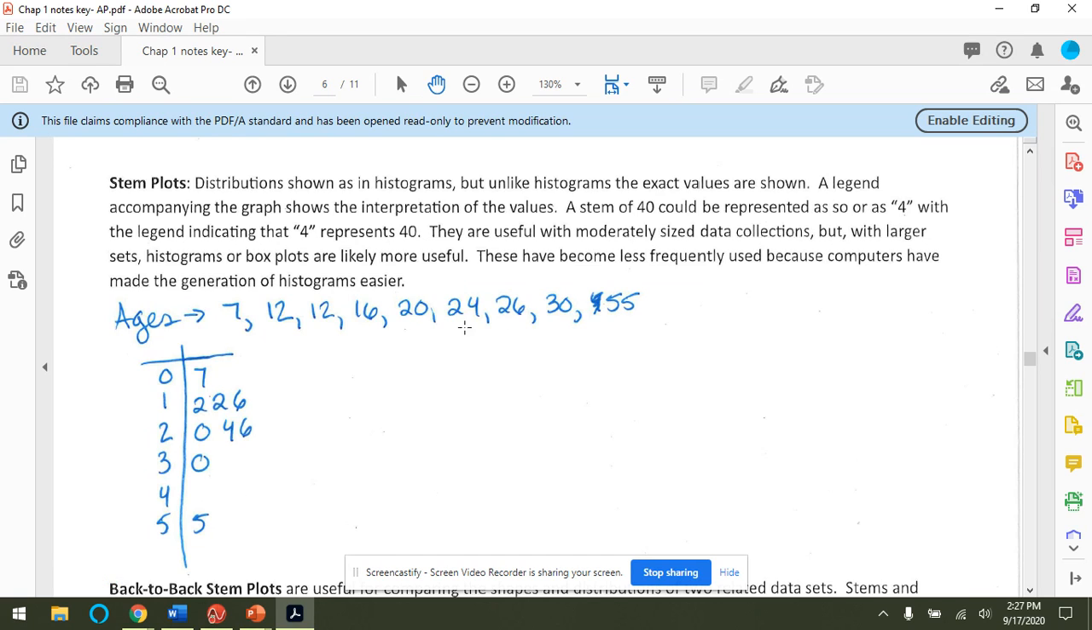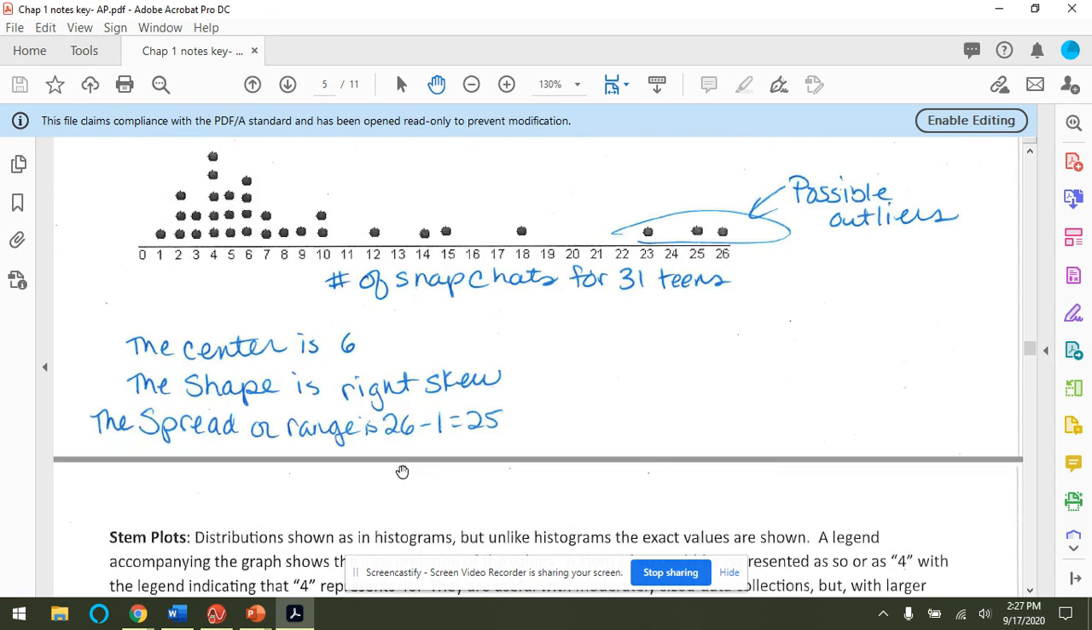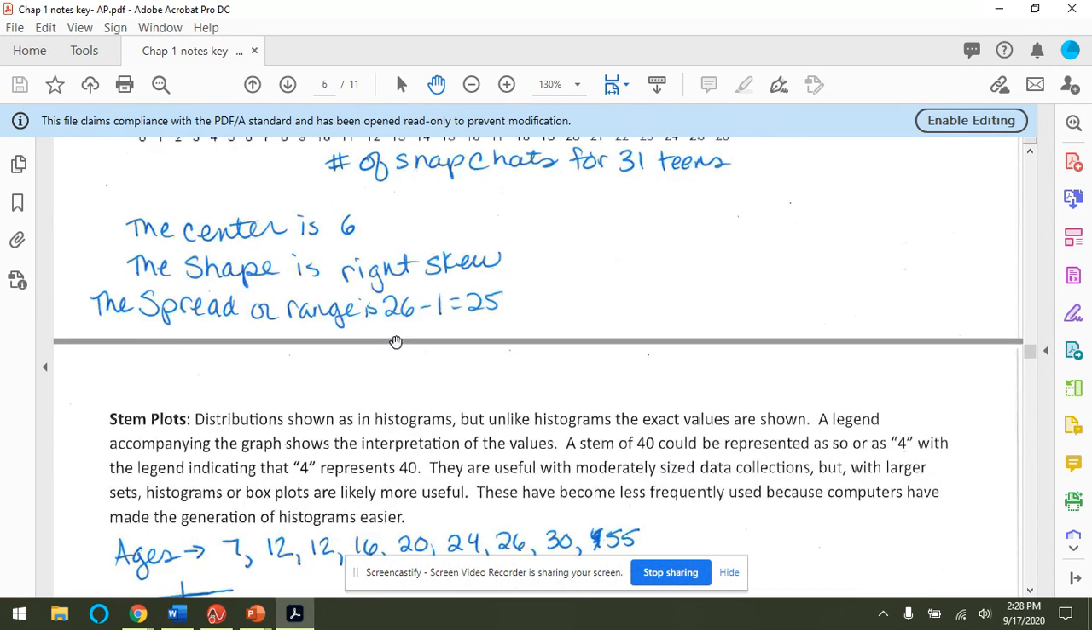To find the center of a data set this small, you could literally just figure out what's the middle. You can go 1, 2, 3, 4, 5, 6, 7, 8, 9. There are 9 values, so the center value of 9 would be 20. So 20 would be the center point. Just like back here, I found this 6 by saying, okay, there's 31 teens. So that means that teen 16 would be right here. I just literally count 1, 2, 3, 4, 5, 6, because teen 16, you'd have 15 higher, 15 lower. So teen number 16 is right in this space.